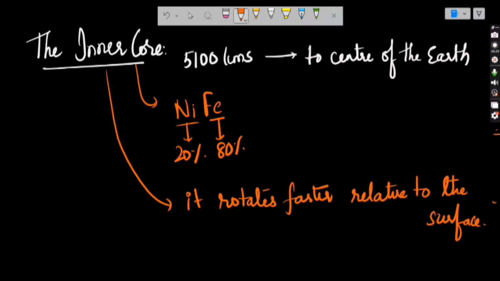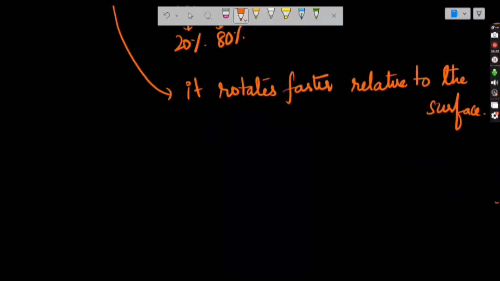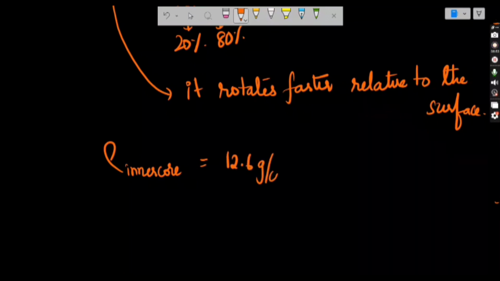Okay, so at this point they can ask for prelims. The inner core rotates slightly faster relative to the motion of the surface, and it is very hot and holds a permanent magnetic field. We have seen that the inner core temperature will be around 6,000 degrees Celsius. And what about the density of the inner core? The outer core density we have seen is 9.9 to 12.2. Inner core density will be around 12.6 grams per centimeter cube to 13 grams per centimeter cube.